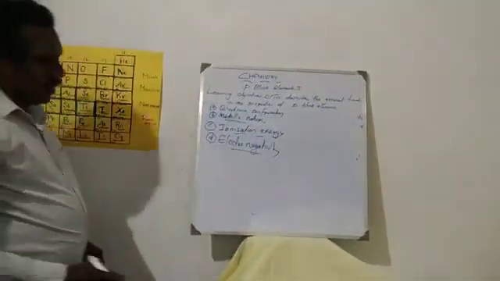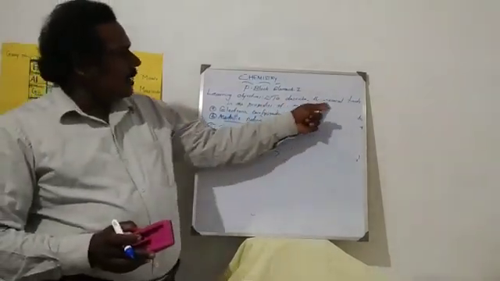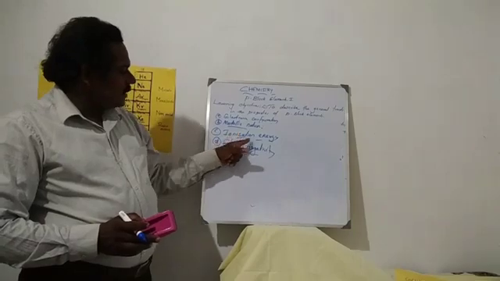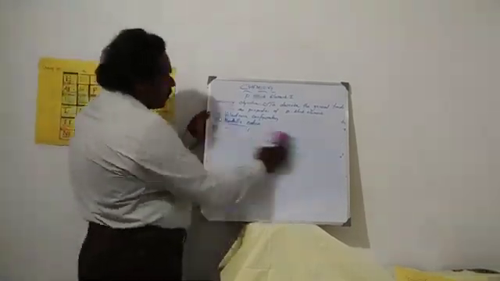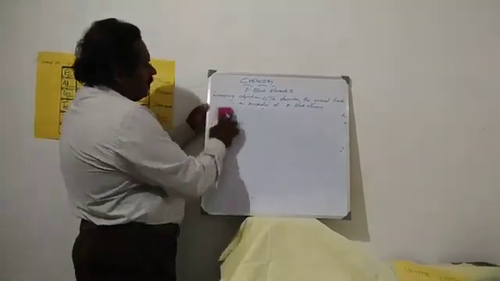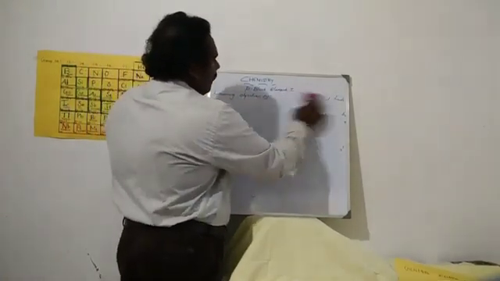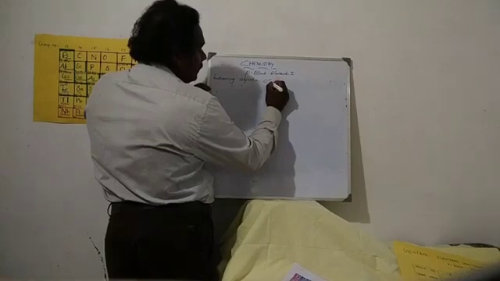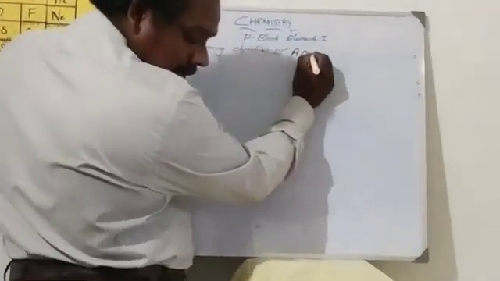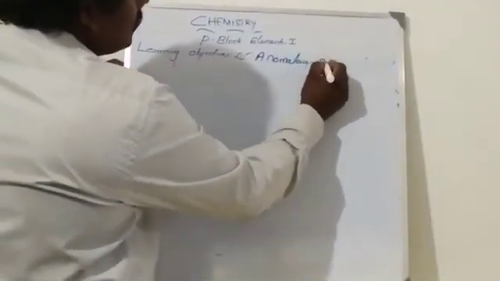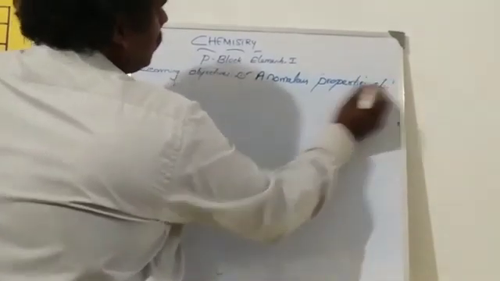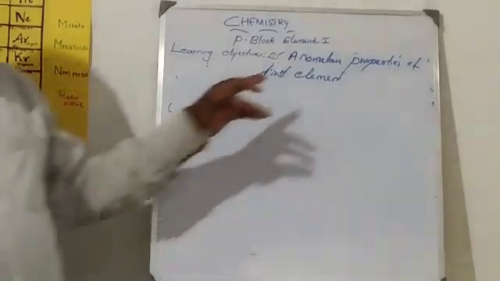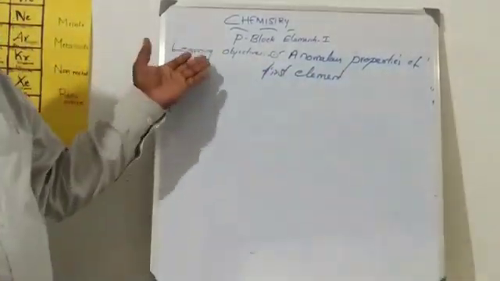The next objectives. The first objective is to describe the general trends in the properties of p block elements. Four topics: electronic configuration, metallic nature, ionization energy, and electronegativity. The second objective is to learn about the anomalous properties of the first element. This is learning objective 2.